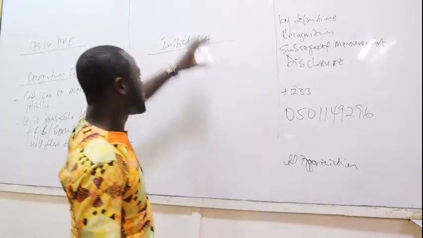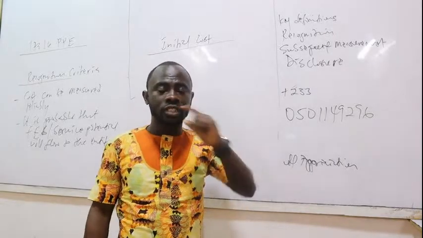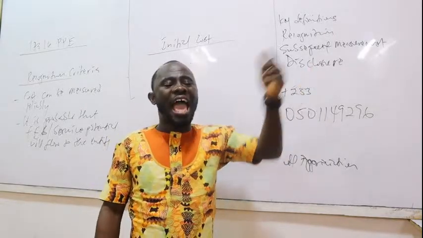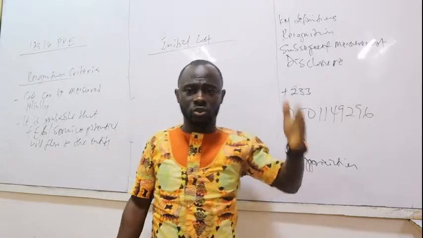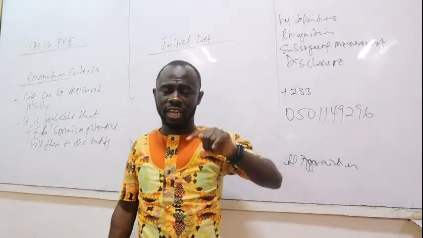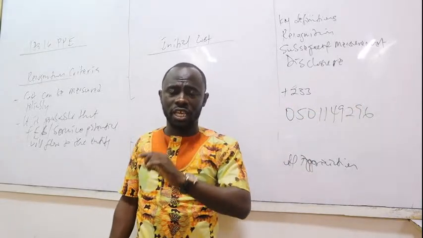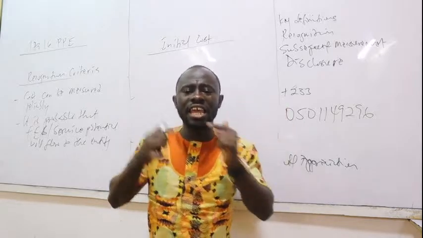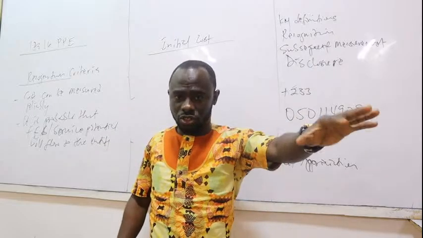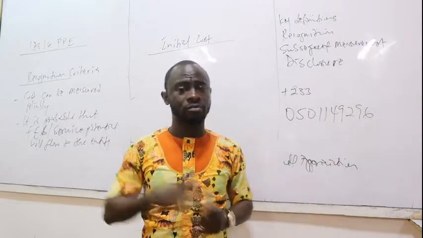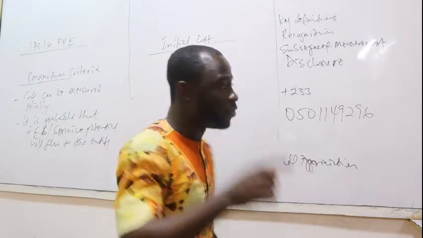Now, the standard states that the initial cost of an asset shall be the purchaser's cost and any other direct cost incurred in bringing the asset to its present use. Let's take that again. The standard states that the initial cost of an asset shall be the purchaser's cost and any other direct cost incurred in bringing the asset to its present use. So what does that mean then? It means that the initial cost of the asset includes the following.